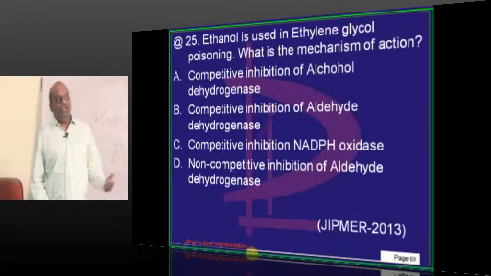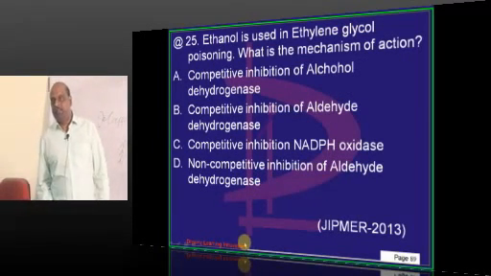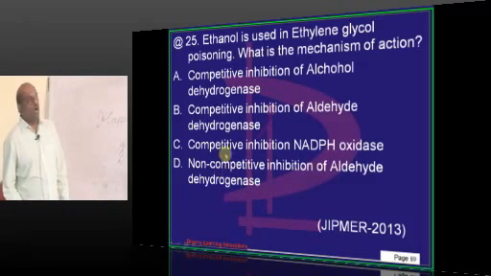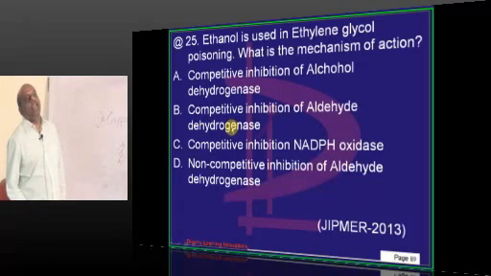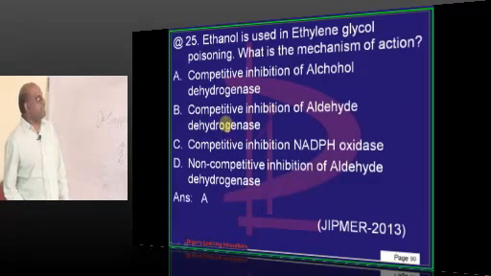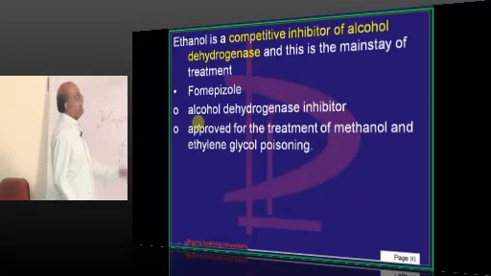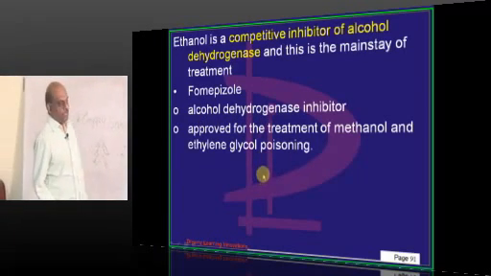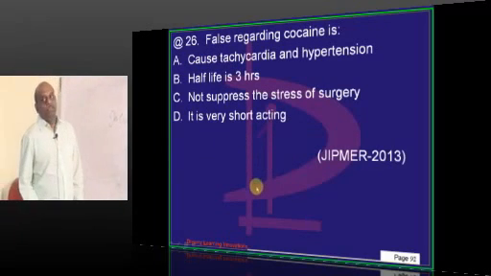Ethanol, why do you use it in ethylene glycol poisoning? Ethanol acts as a competitive antagonist for alcohol dehydrogenase. That is the reason we use it. Similarly, fomepizole is another alcohol dehydrogenase inhibitor which is commonly used.